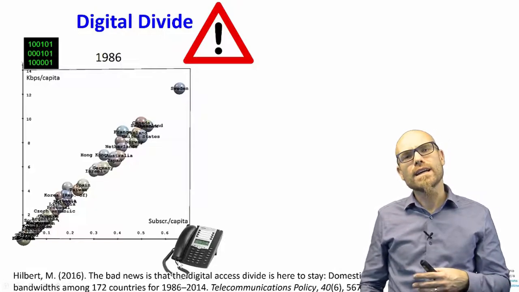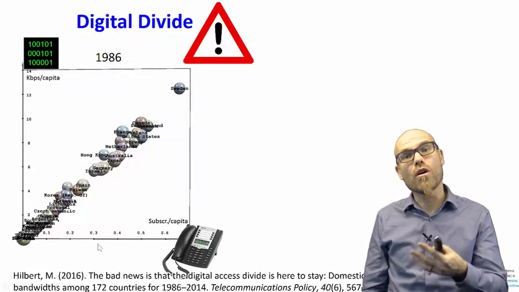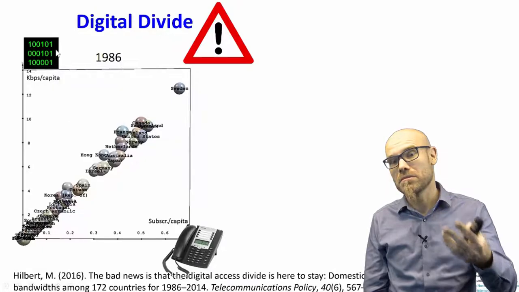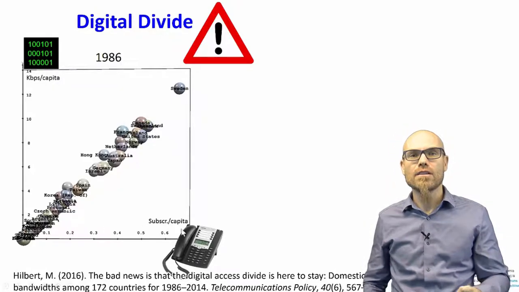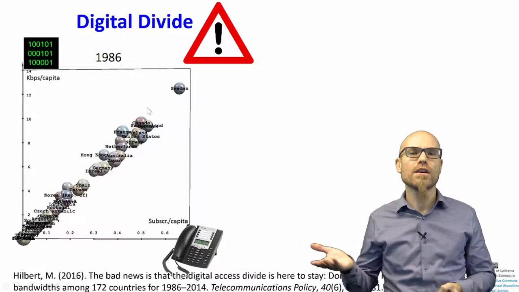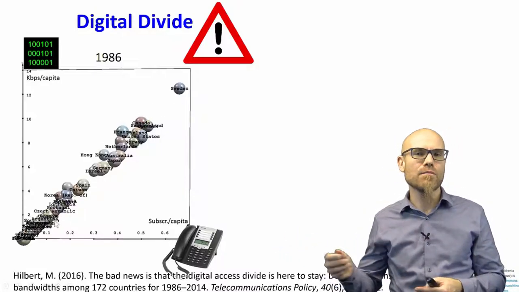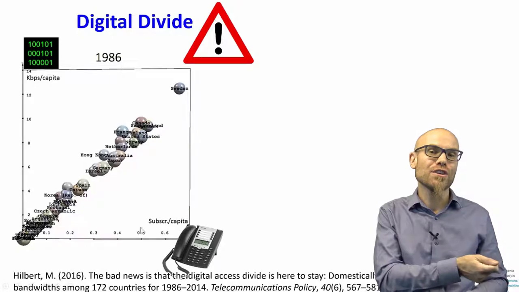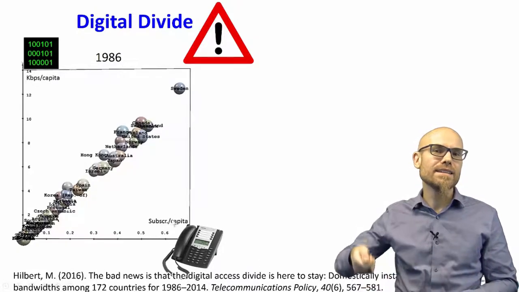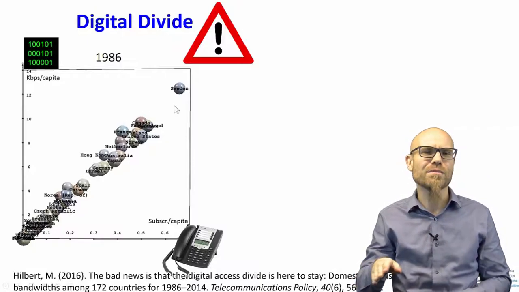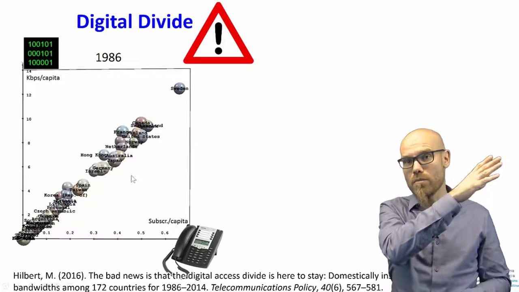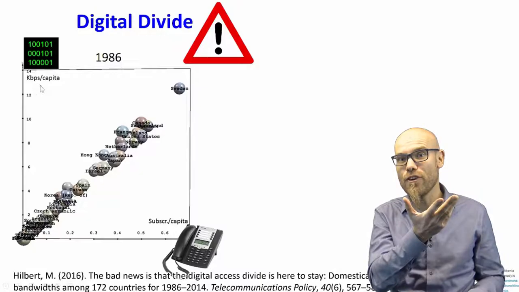So if in a country you wanted more access to the digital realm, you just would buy more fixed line phones, right? And that's what you would see here. On the horizontal x-axis is the number of fixed line phone subscriptions per capita. And here is the bandwidth. And you see a one-to-one relationship, right? Some countries have more bandwidth because they have more phones.